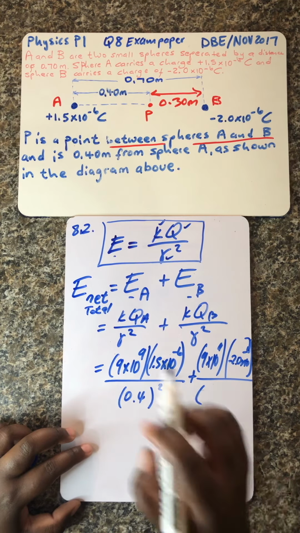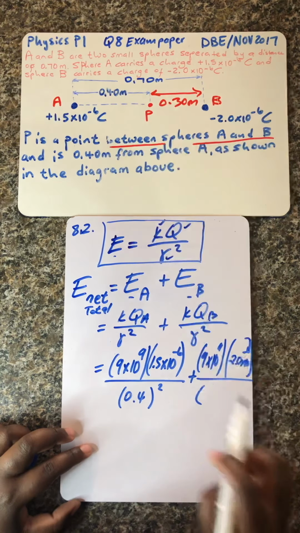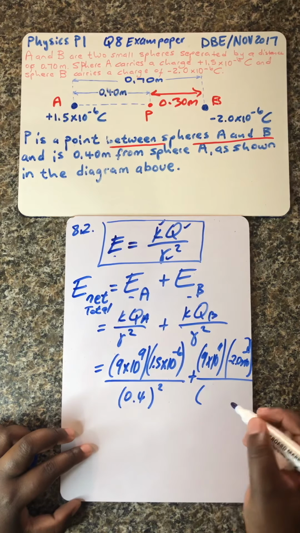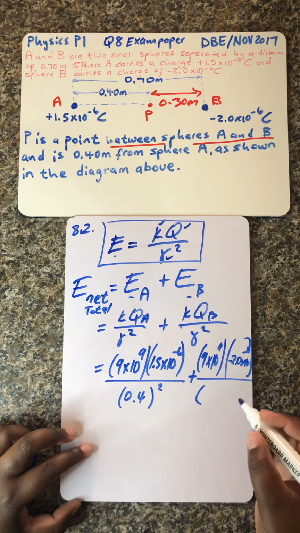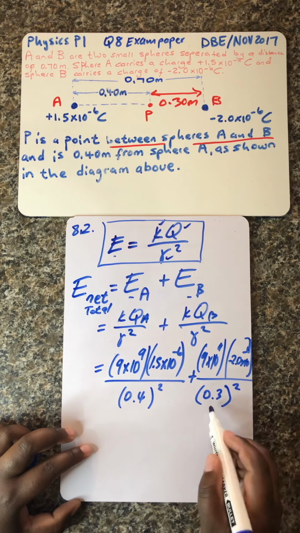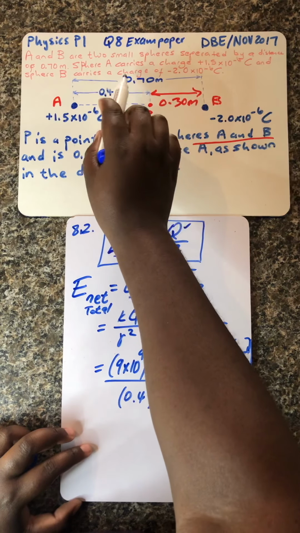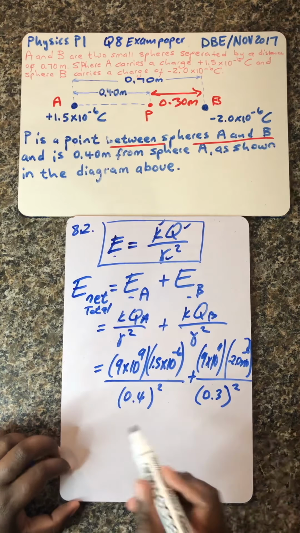So in that case, we're given a distance from A to point P. We had to calculate the distance from P to a charge B or sphere B, and the distance is 0.3 squared. Why 0.3? Because when you add these two, they have to take you back to that given total distance.